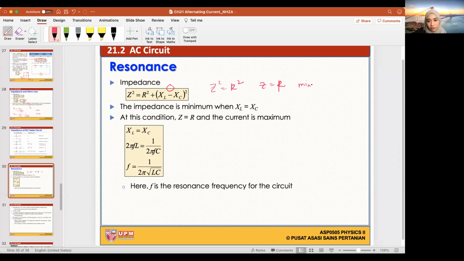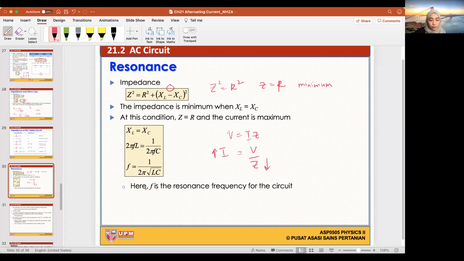This is called the minimum impedance lah. Assuming that your XL is equal to XC. So the impedance is minimum when XL equals to XC. At this condition, Z equals to R and the current is maximum. Because V equals to IZ, I is equal to V over Z. If Z is minimum, you will get maximum I.